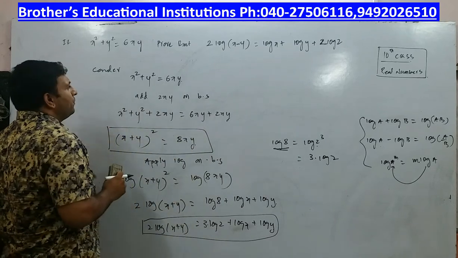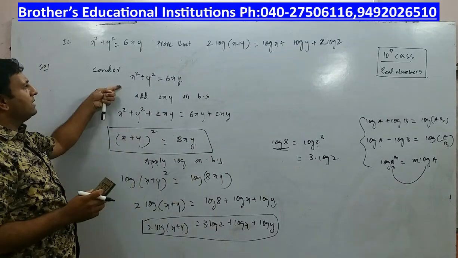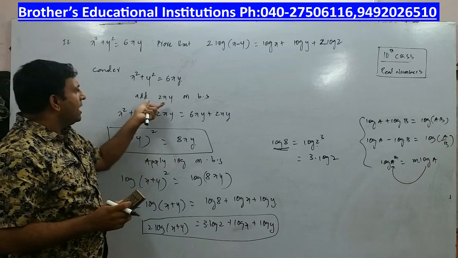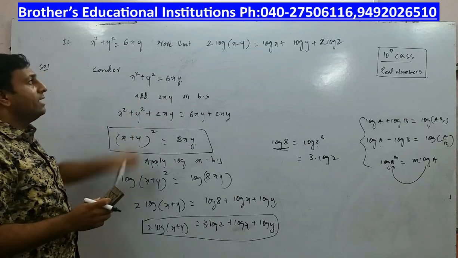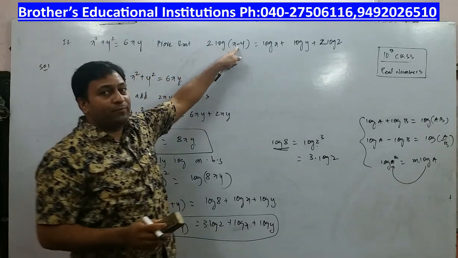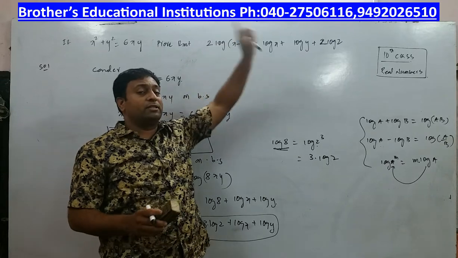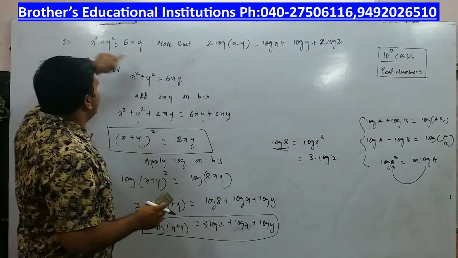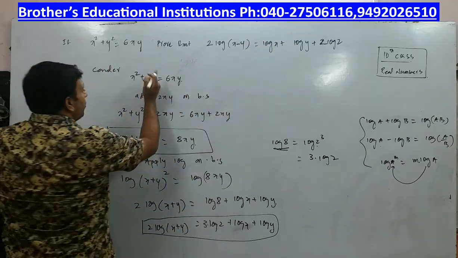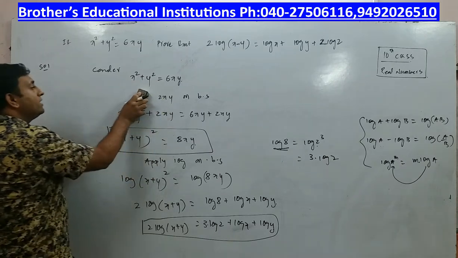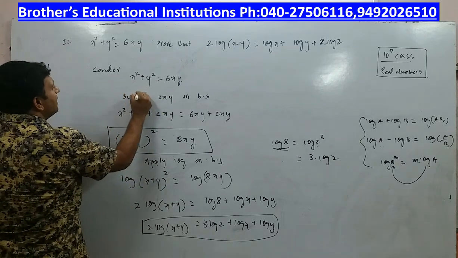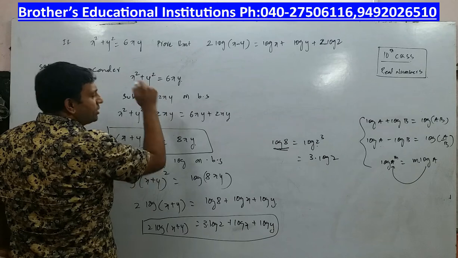Now here in the previous problem I considered x square plus y square plus 2xy and I added 2xy on both sides. But because I have x minus y, right? x minus y whole square is what? x square plus y square minus 2xy. So I have to get minus 2xy. So what I am going to do, instead of add, I will subtract. Subtract 2xy on both sides.